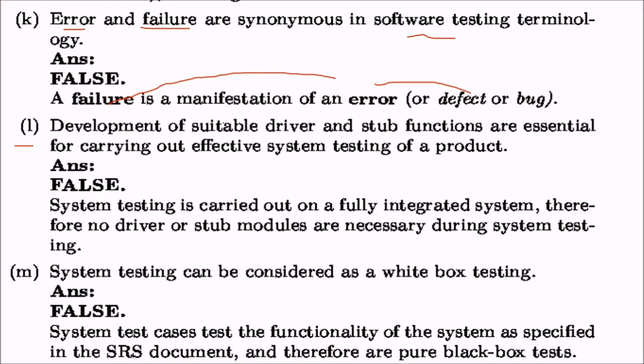Next one, development of suitable driver and stub functions are essential for carrying out effective system testing of a product, and this is false, because now we are talking about system testing. System testing is only carried out when the system is fully integrated. So no driver or stub modules are actually necessary here during system test processing.